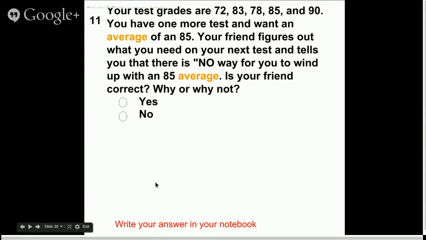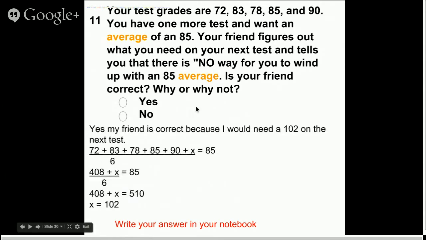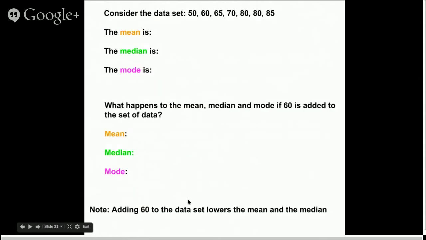All right. Try this one on your own. This is pretty much the same, but your friend thinks that there's no way for you to get an average of 85 because you'd have to get a number above 100. All right, go ahead and pause it. Your friend is correct. To get an 85 average, you'd have to score 102% on the test, which would mean you get one more question right than there even are questions.